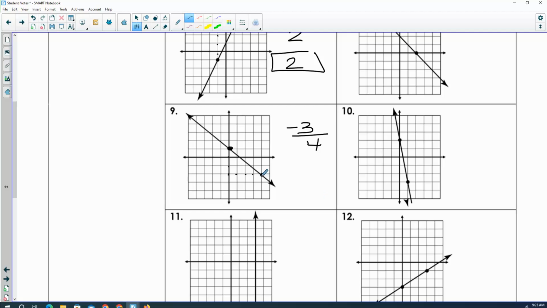What if you had started down here? You would go up 3 and to the left. When you go to the left, that's a negative. Is -3 over 4 the same as 3 divided by -4? It really doesn't matter if the negative is on top or bottom. We don't usually put it on the bottom, but it is mathematically the same. Or you can just put it out in front of the entire fraction. Those are all equivalent.